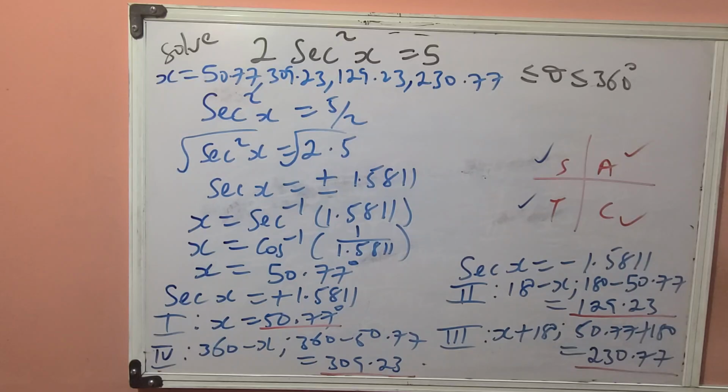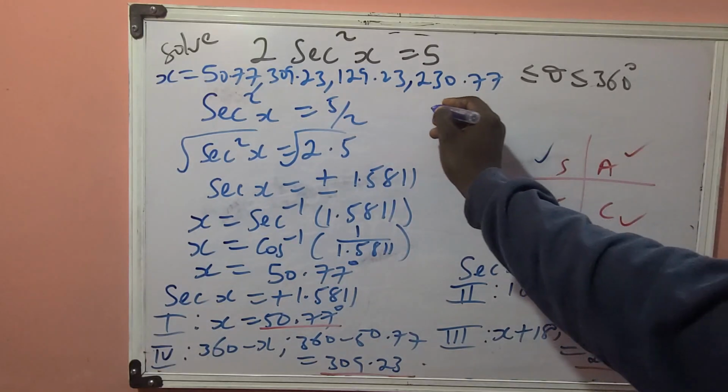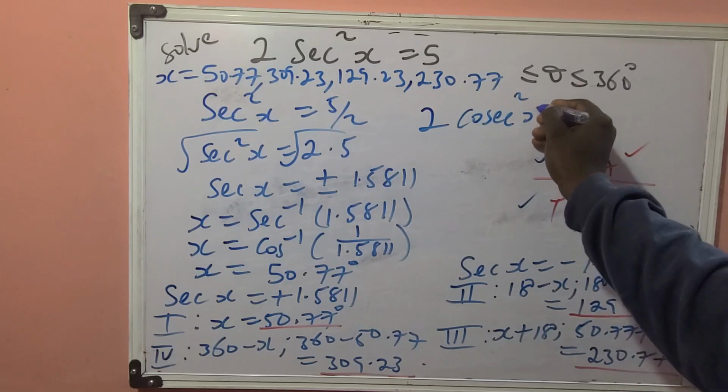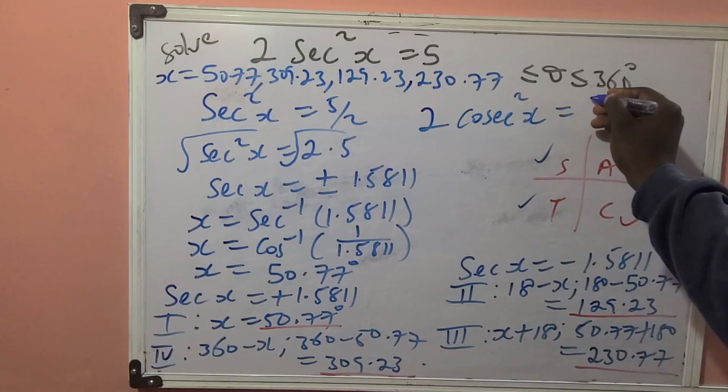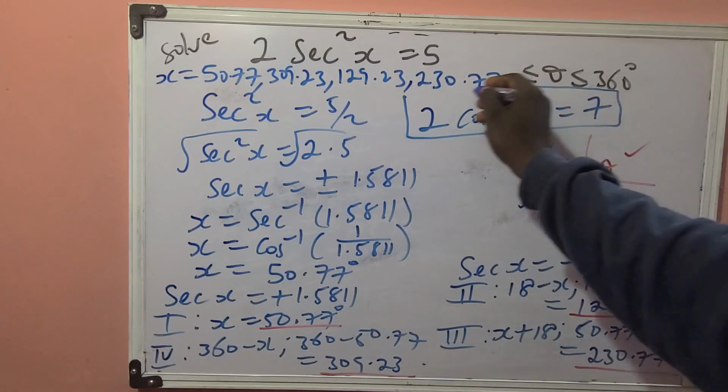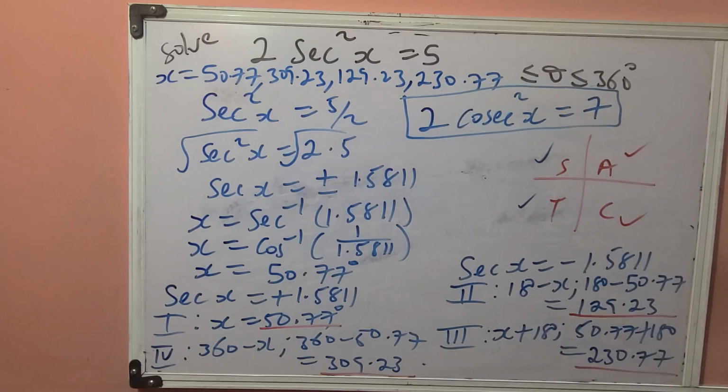Maybe you should. Can you investigate what's going to happen when you have 2 cosec squared x equals 7? What do you think this final answer will be? Can you investigate that and drop your answer in the comment section below?